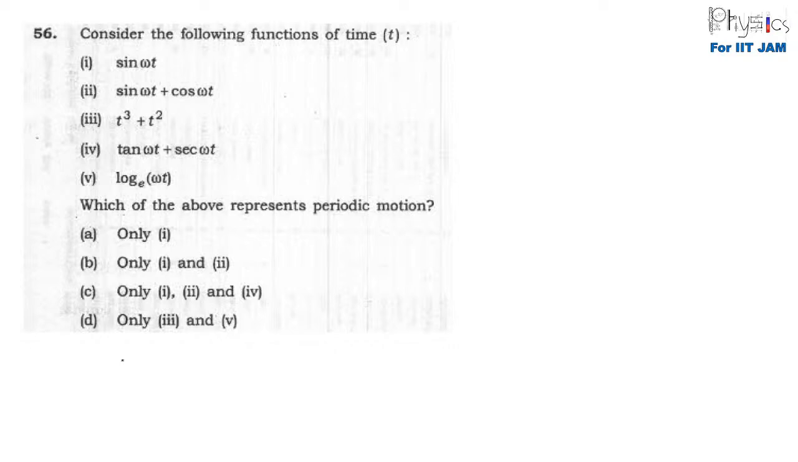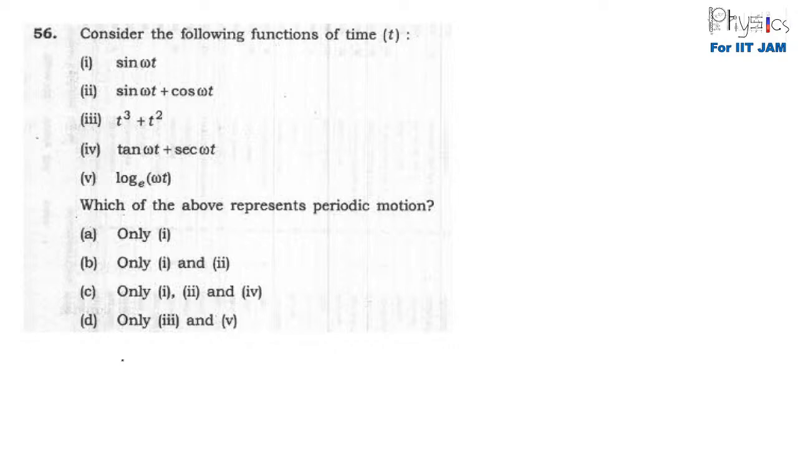So here I should once tell the question for you. Five functions are given. Number 1 is sine omega t. Number 2 sine omega t plus cos omega t. Number 3 t cube plus t square. Number 4 tan omega t plus sec omega t. Number 5 log e base omega t. Now you are asked which of the above represents periodic motion.